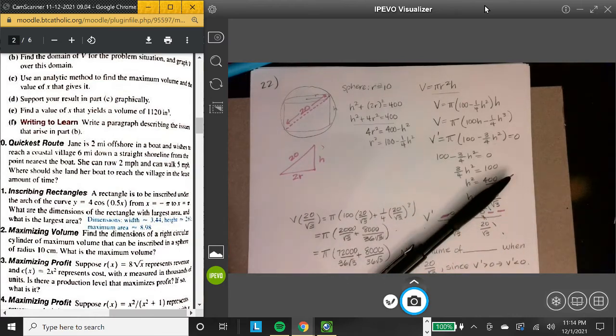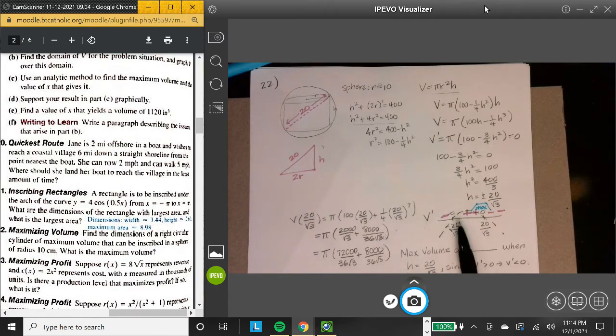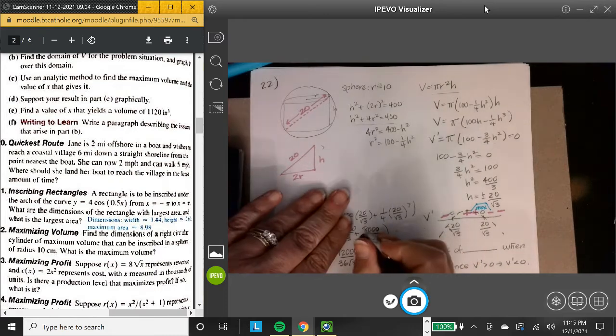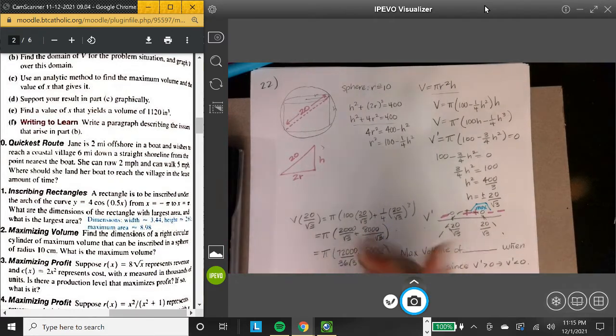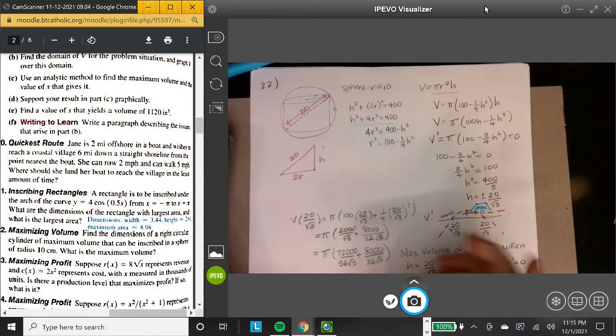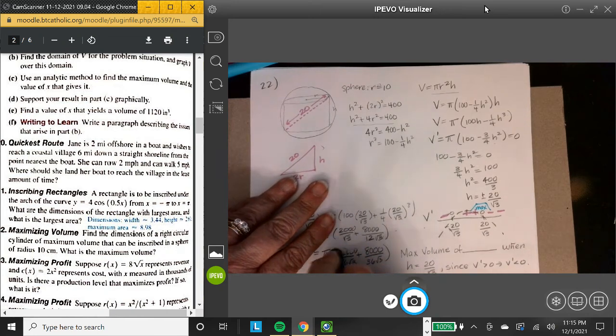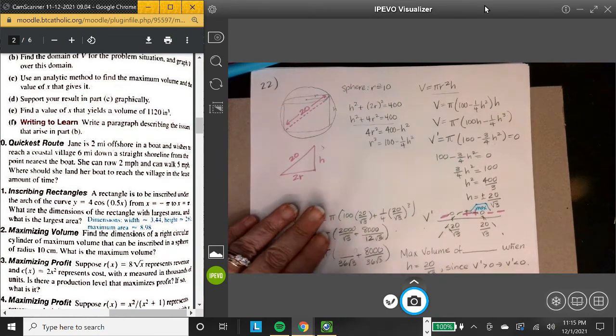20 cubed, 20 raised to the third, is 8,000. That's right. Root 3 cubed. Second, square root 3 raised to the third is 3 root 3. Oh, this is 12. This is 12. That makes a big difference. Oh my goodness, that makes a big difference.